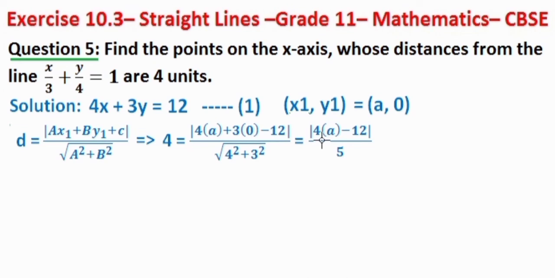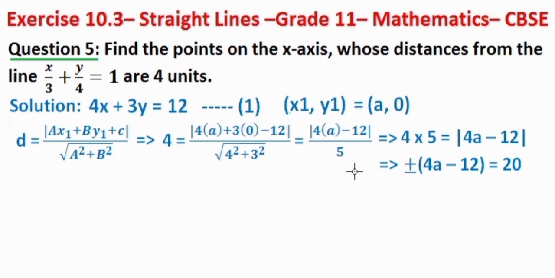By applying, what will we get? The numerator will be 4 times a minus 12. In the denominator, 4 square is 16 and 3 square is 9, 16 plus 9 is 25, and the square root of 25 is 5. So on the left-hand side we have 4 into 5, and on the right-hand side the modulus of 4a minus 12. Since there is a modulus, we take both plus or minus values: plus or minus of 4a minus 12 is equal to 20.